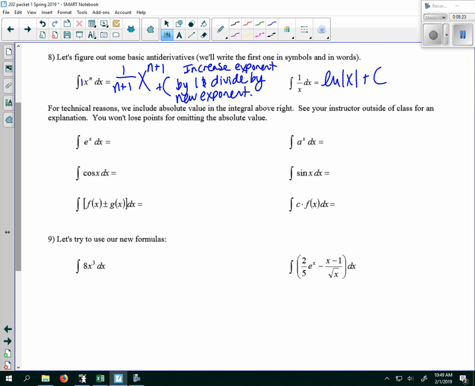Okay, so a few more. A function whose derivative is e to the x: e to the x plus c. A function whose derivative is cosine x. Close. It wasn't the plus c. Function whose derivative is cosine: sine of x, yeah.